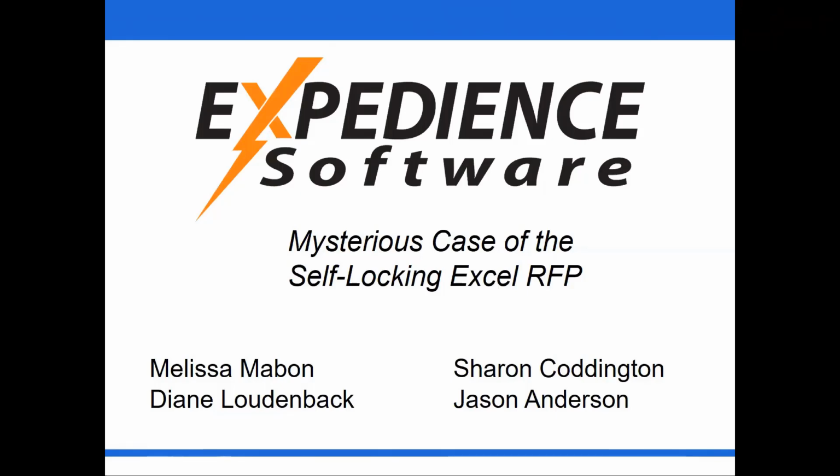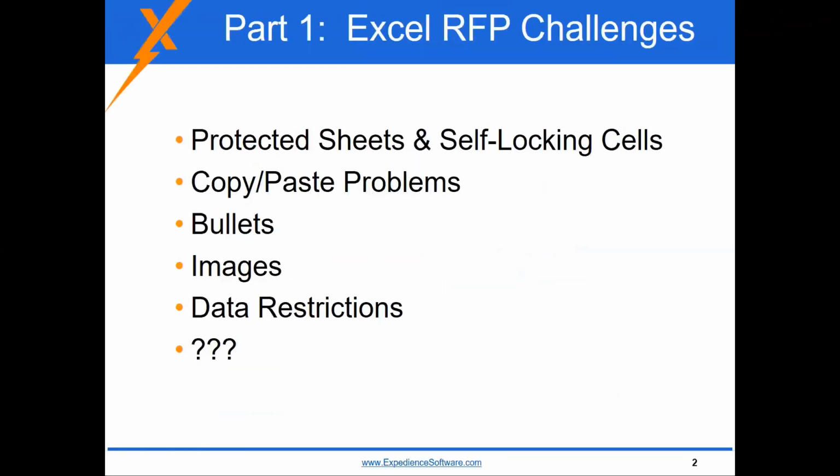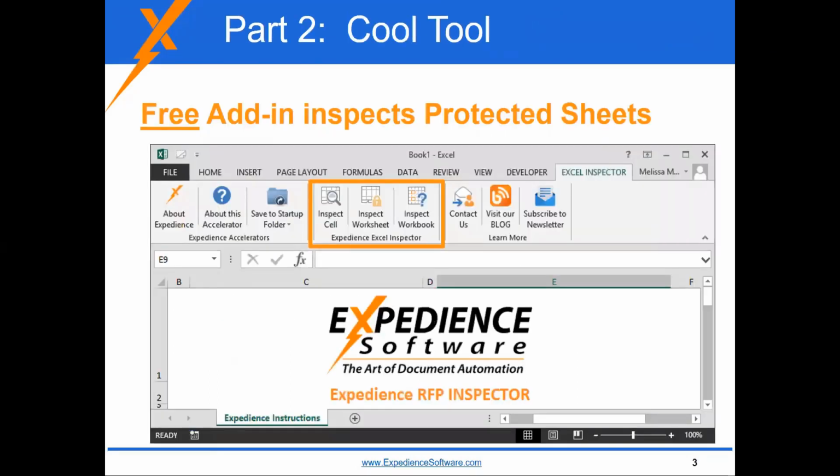So we're actually going to divide our presentation into 2 parts. We're going to start with looking directly at Excel and Word and show you some of the cool tips that we've learned, as well as how to avoid that self-locking cell problem. That is the title of our presentation. We're going to look at bullets and images and all kinds of things that are usually pretty big challenges for people working in Excel. And we're also going to look at data restrictions, data validation, also a big challenge for Excel RFPs. And when we look at that, we're actually going to look at the product that we're going to make available to you.